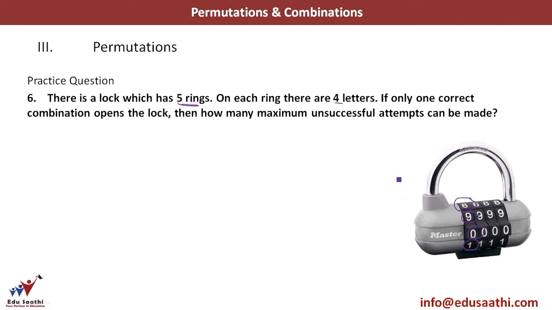So these 4 letters. If only one of the combinations opens the lock, then how many maximum unsuccessful attempts can be made? So I have here 5 rings. I draw 5 dashes for these 5 rings. Now all these 5 rings have 4 ways. If I go by this lock here, I can have 8, 9, 0 or 1 here. Similarly, this also has 4 ways. Here also I can have 8, 9, 0 and 1.